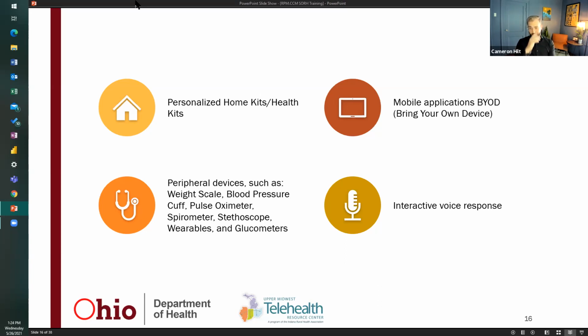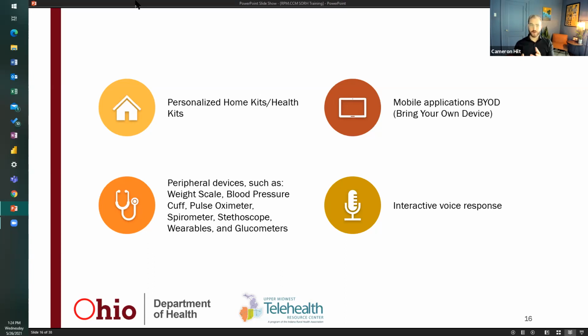They can also be delivered through a mobile application, which is called a bring your own device model. That's essentially anything that comes from the peripheral device, instead of going to a tablet, would go to a patient's app on their phone. That app would still be linked the same way that tablet would. It's just the delivery of it is slightly different.